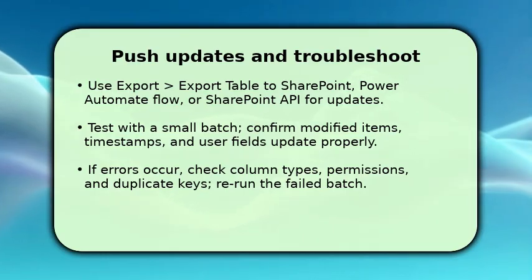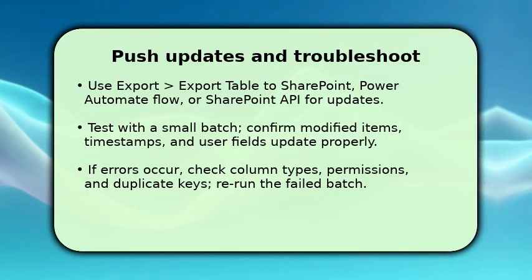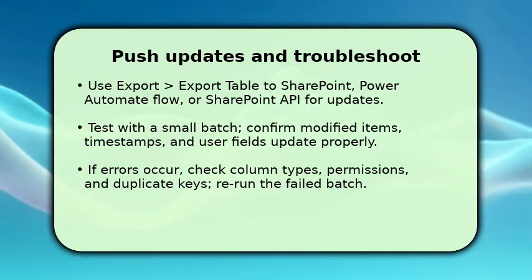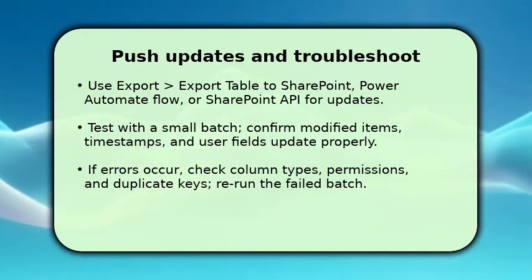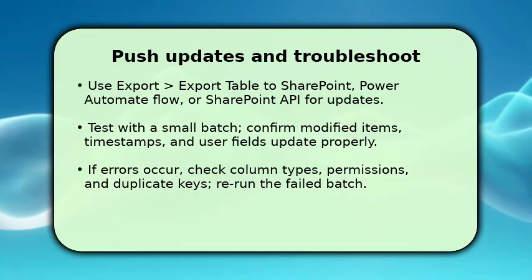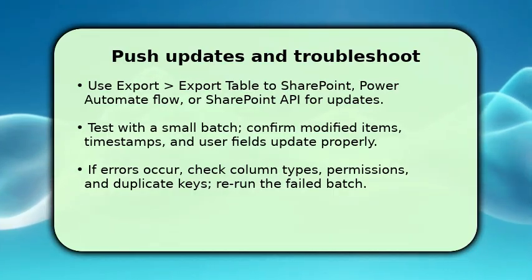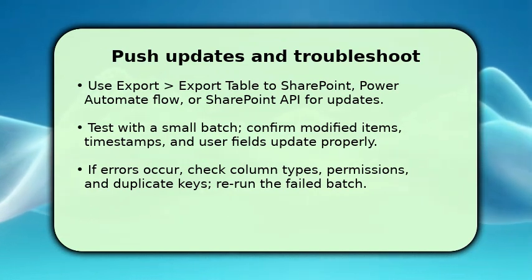Choose Export Table to SharePoint for simple writes, create a Power Automate flow to patch items using your unique key, or call the SharePoint API for advanced control. Test with a small batch first and confirm modified timestamps and user fields update as expected. If something goes wrong, check column data types, list permissions, and duplicate or missing keys. Then fix the source rows and rerun only the failed batch to avoid overwriting valid data.